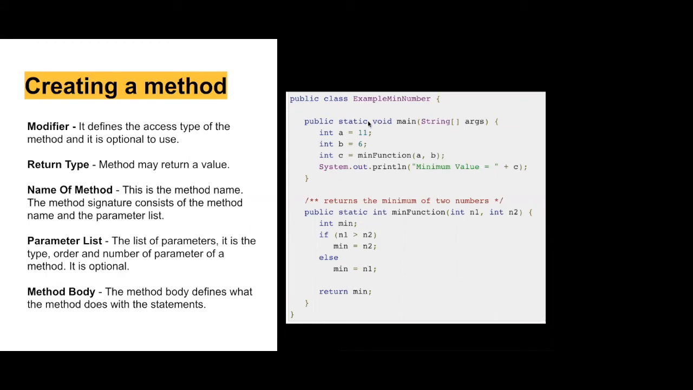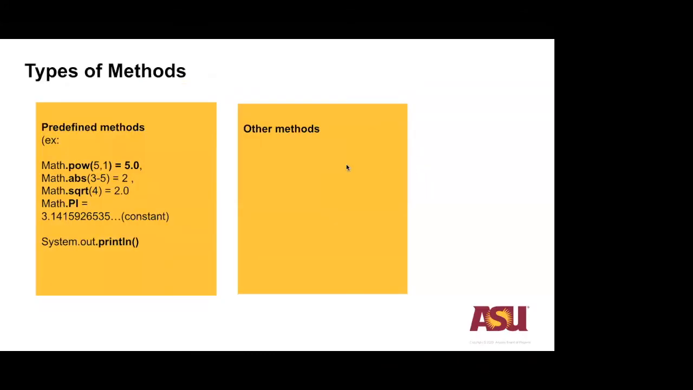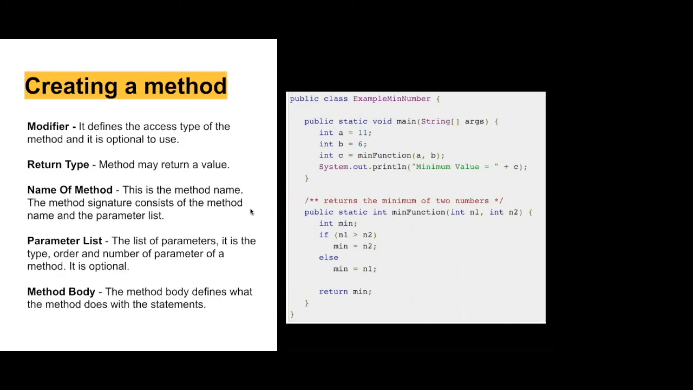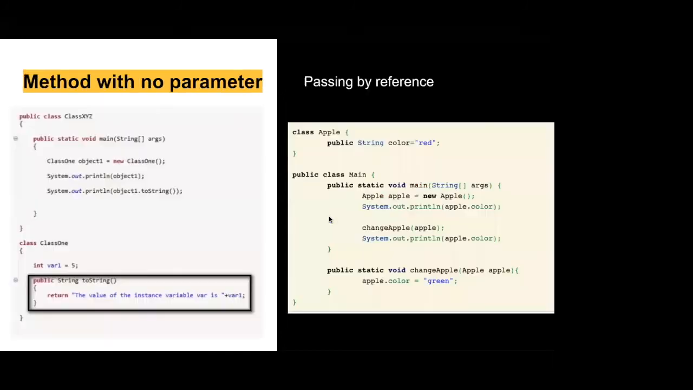If we're using a method inside of the same class, we just need to call the method name and then the parameters. But if we're using a method outside of the class, for example, here we're calling the .power method outside of the math class, so we need to add the class name, Math.power, in order to access the method.